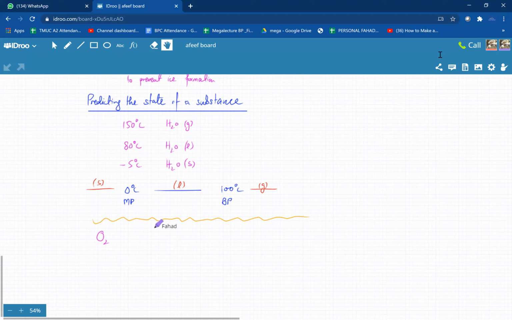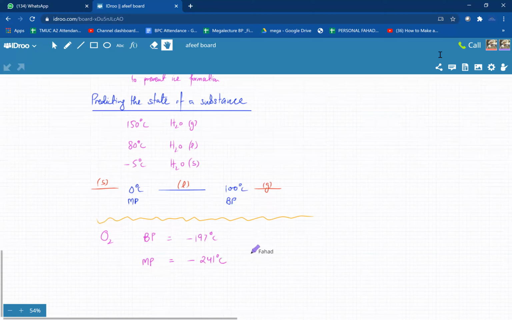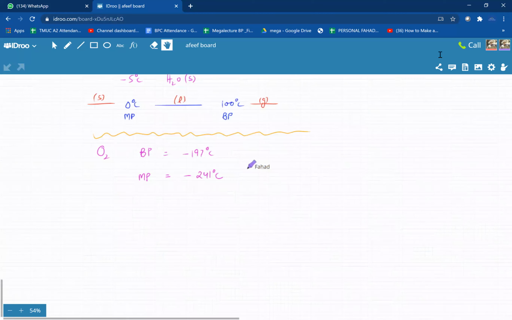Now let's pick oxygen gas, and I'm making up these values. Oxygen has a boiling point of, let's say, minus 197 degrees centigrade, and it has a melting point of minus 241 degrees centigrade, right? So can you tell me what would be the state of oxygen at minus 50?